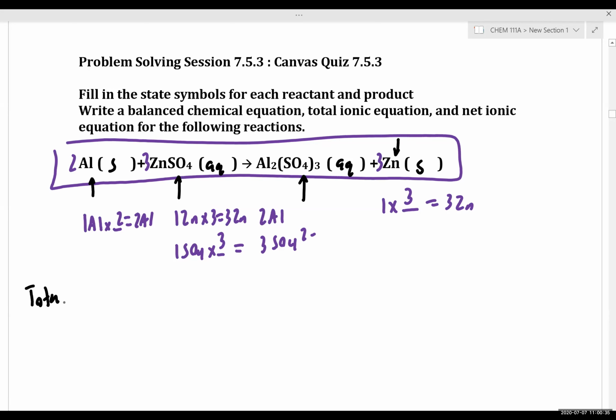And for those who are using the annotate feature, you're more than welcome to write your proposed total and net ionic equation into the sections below. And looking at the proposed net ionic equation that I see in the chat, it looks reasonable, but make sure to put in the charges.